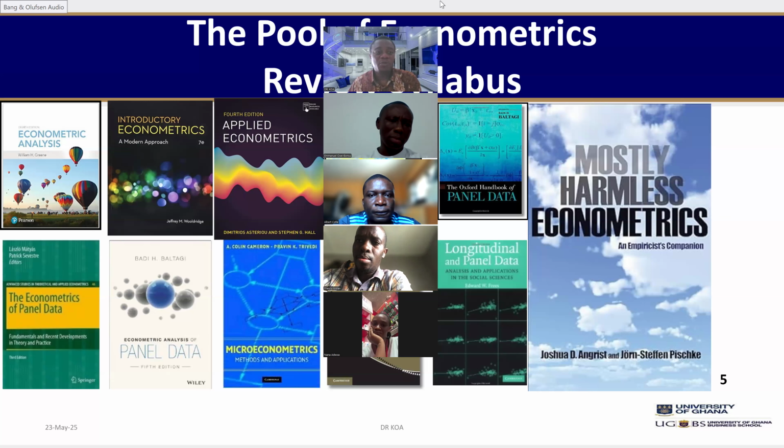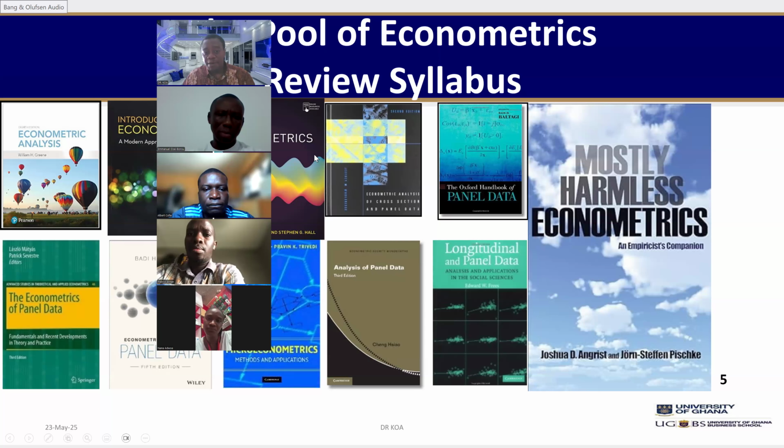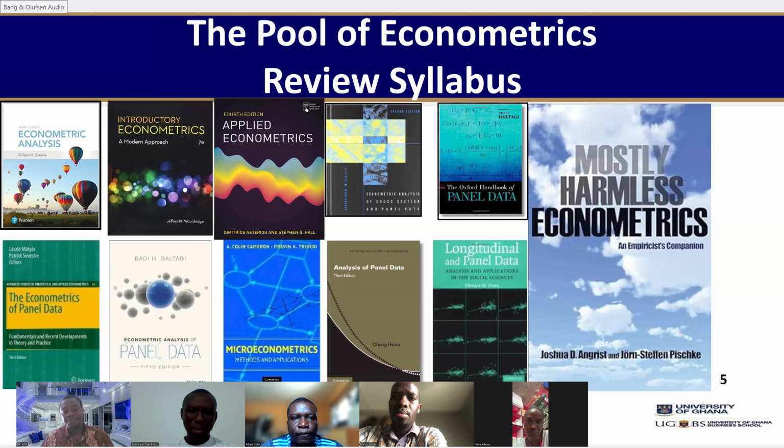But the commonest book you use is the one by William Greene, Econometric Analysis. It's still the standard, the top-level book. Introductory Econometrics is good for beginners because it has a lot of information, and then Applied Econometrics also gives a lot. Now, the book by Cameron is the blue one down here. It's a good one, but it's quite theoretical.